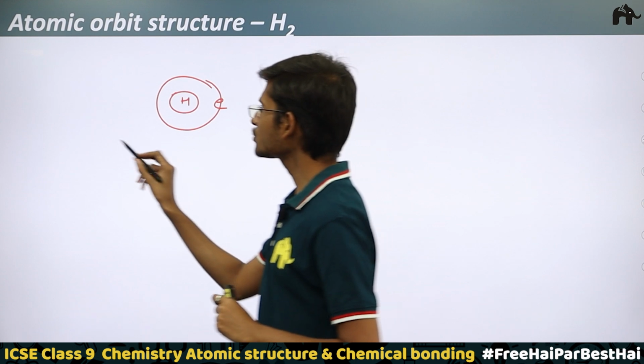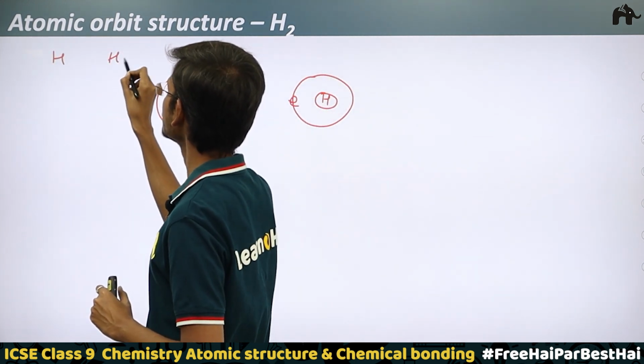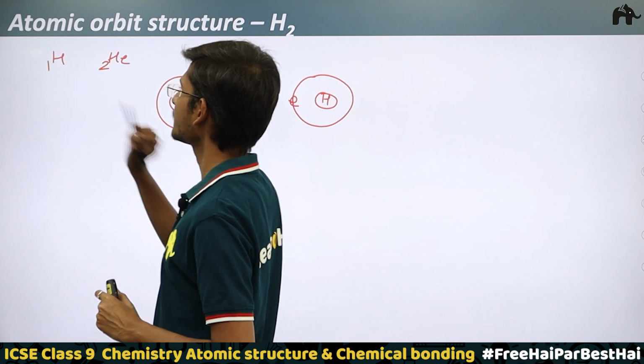So what is the nearest noble gas to the hydrogen atom? After hydrogen comes helium, having atomic number 2. Hydrogen has atomic number 1.